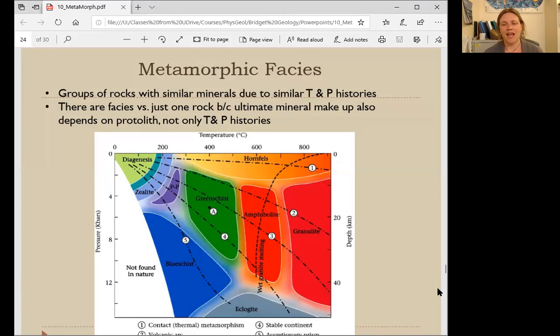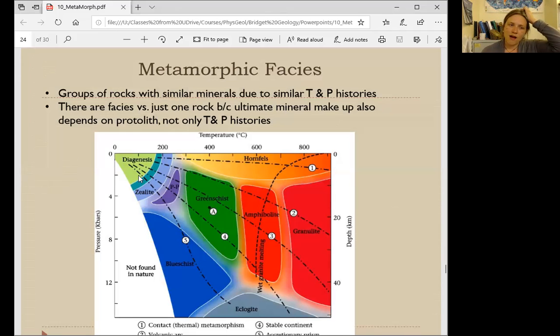And so instead of saying we're always going to get this particular rock when we are exposed to temperature and pressure of this caliber, we're going to say we're going to get this facies, this group of rocks that might include a couple different types of rocks.